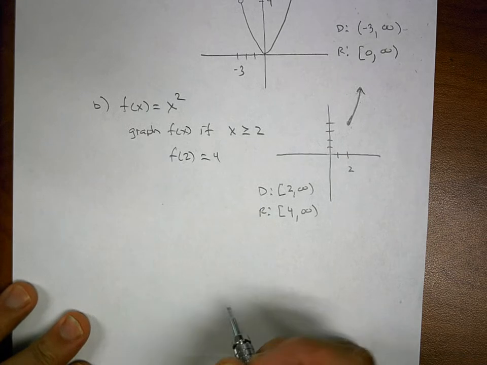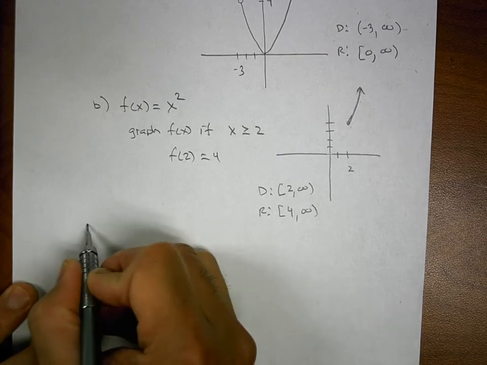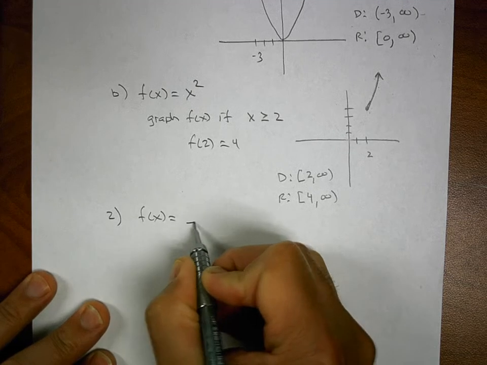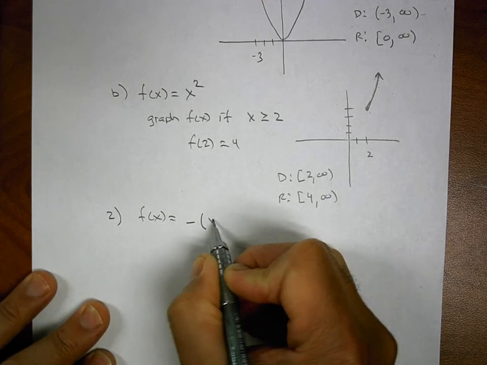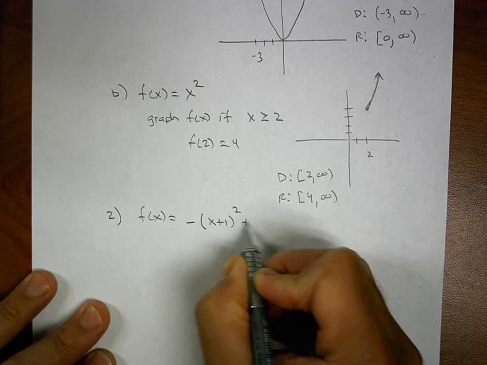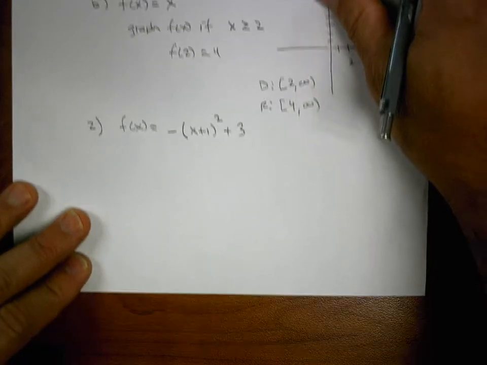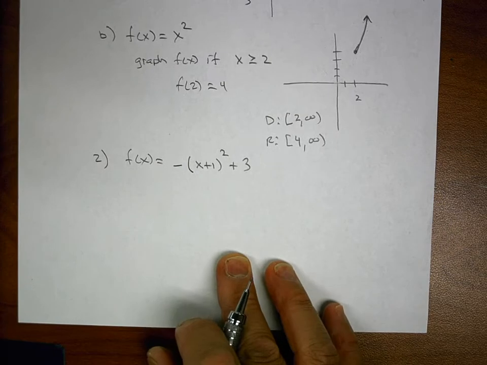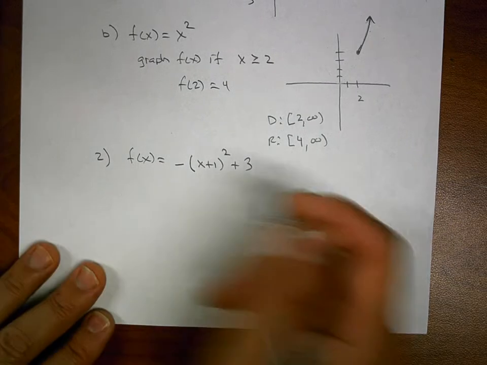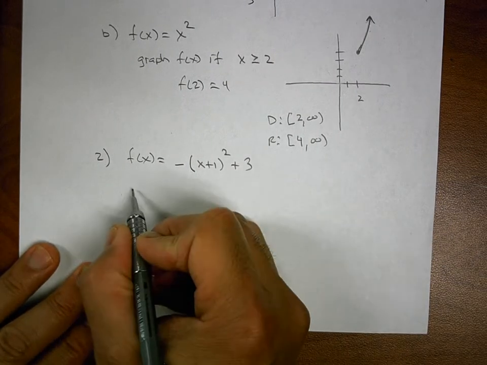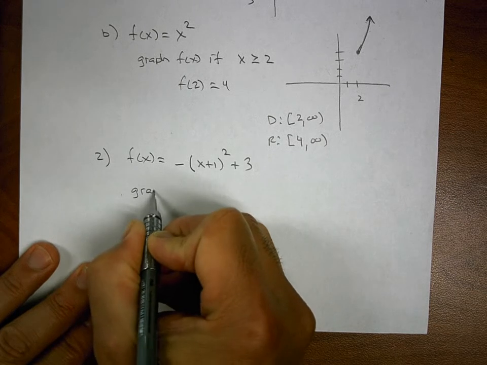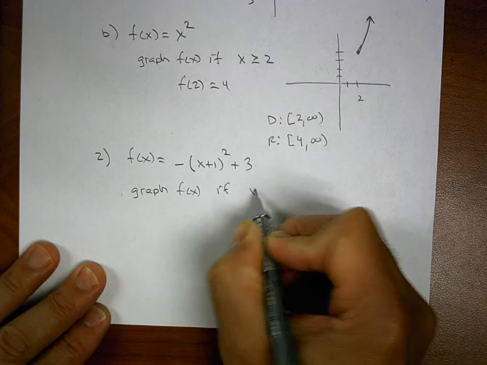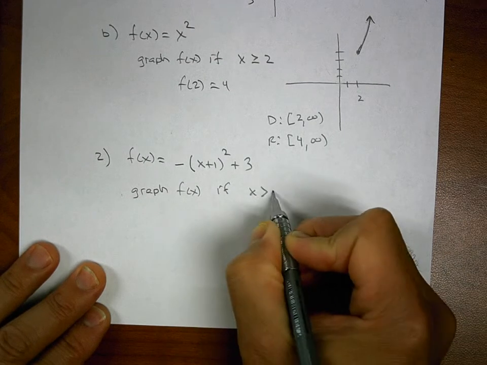Okay, number 2. Let's see. f of x equals negative parentheses x plus 1 squared plus 3. All right, so we've got a parabola. It's not a parent graph, but it's just shifted. No big deal. Now let's say I want you to graph f of x if x is just greater than -2.